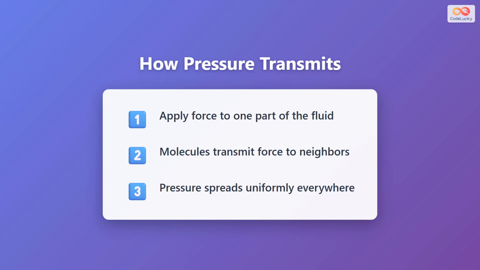Let's break down how pressure actually transmits through a fluid. First, when you apply force to one part of the fluid, you're pushing on the molecules at that location. Second, these molecules are in constant contact with their neighboring molecules, so they transmit the force to adjacent molecules. Third, this process continues throughout the entire fluid body, resulting in pressure spreading uniformly everywhere. It's like a chain reaction at the molecular level.